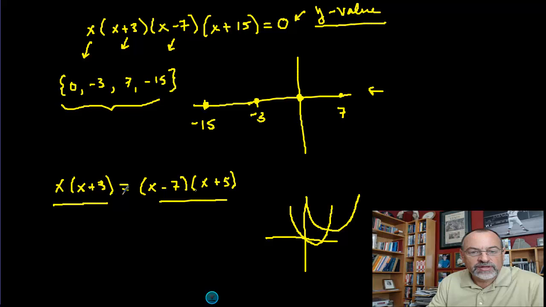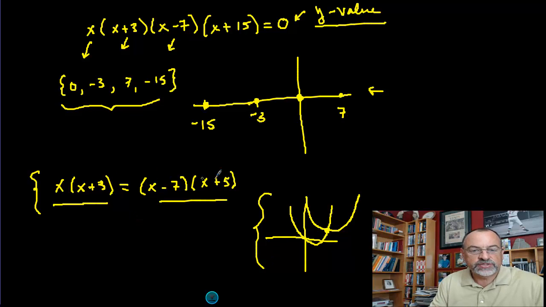Okay, what am I looking for here? I'm not looking for where it crosses the x-axis because this is not equal to 0. I'm actually looking for where this graph is equal to this graph, and that's going to be where they intersect. So again, understanding the connection between what I'm looking at algebraically and what I'm looking for graphically, that's the major point of what we're trying to understand here.